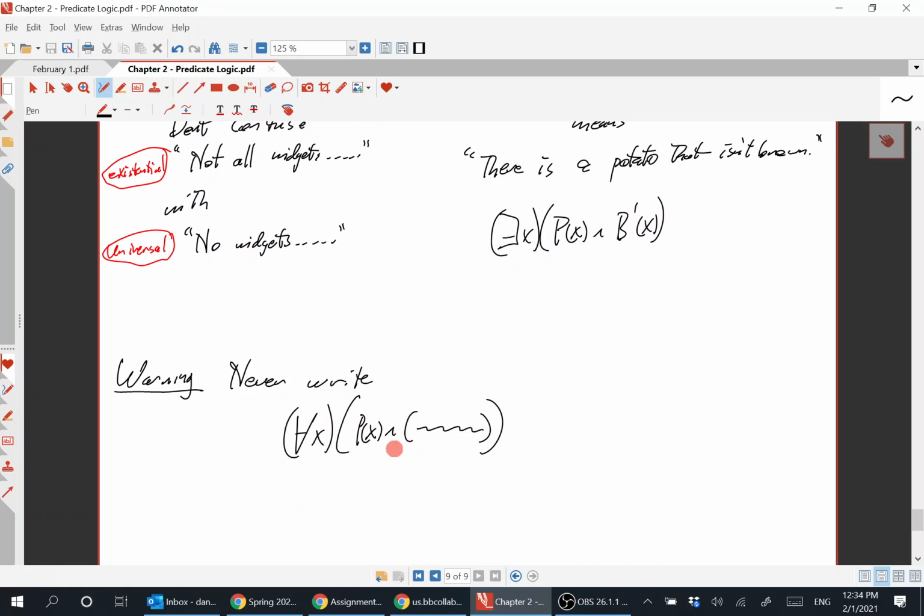This one, there's no controversy. It's just what? It's just what? This statement. I don't care what P of X means. What's the truth value of this statement? True or false?